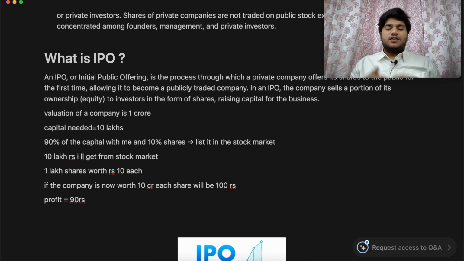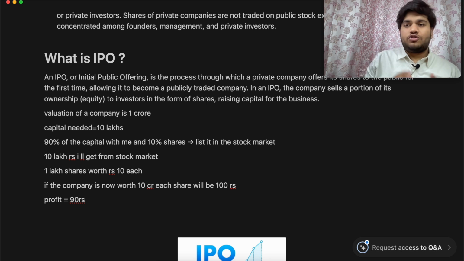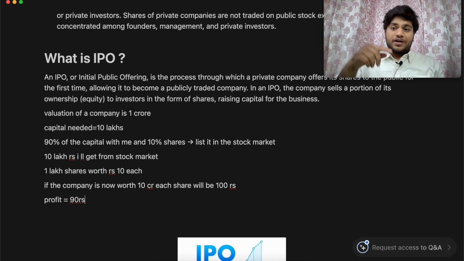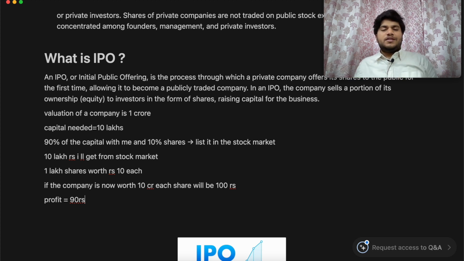For this there are a lot of things. The IPO should be fully subscribed, like all the 1 lakh shares that I am listing should be bought. Everyone should buy it. And in the stock market, the price fluctuates in seconds, like it can go from 10 rupees to 11 rupees, it can also go to 9 rupees. I can also lose money and people can also lose money when they buy a share. So this is how it works.